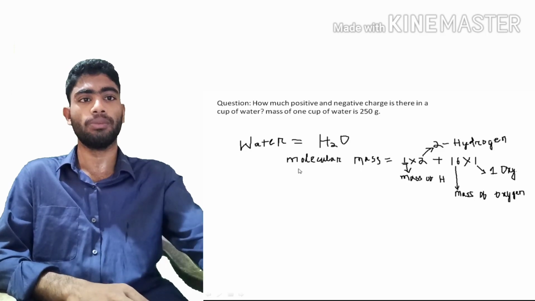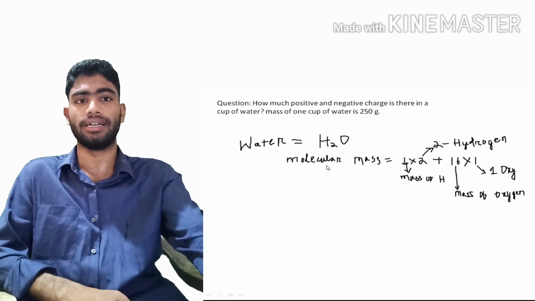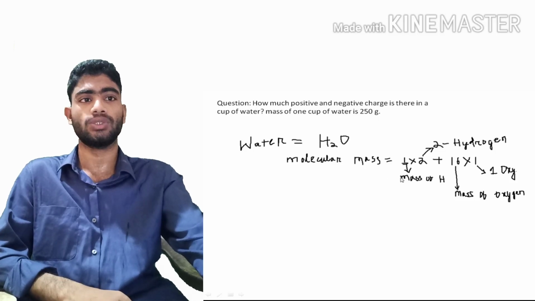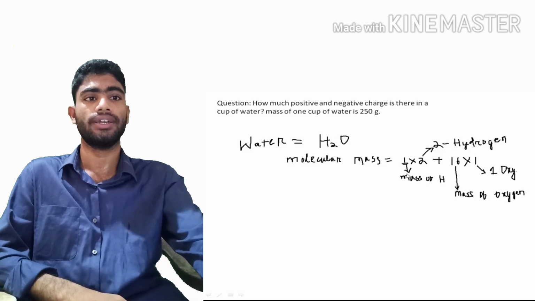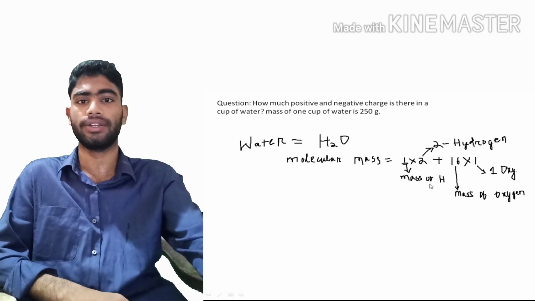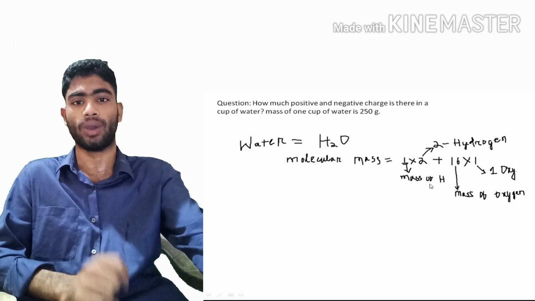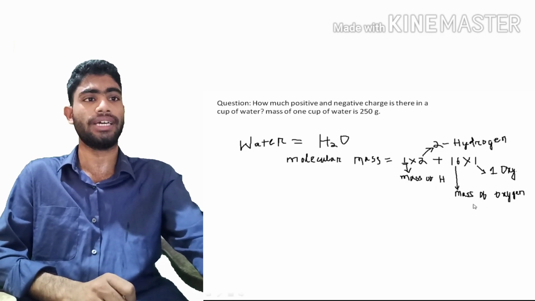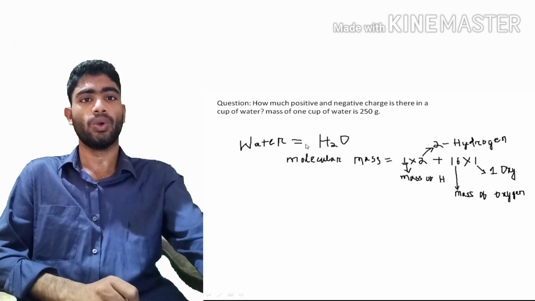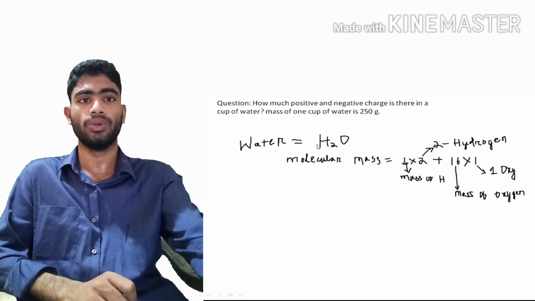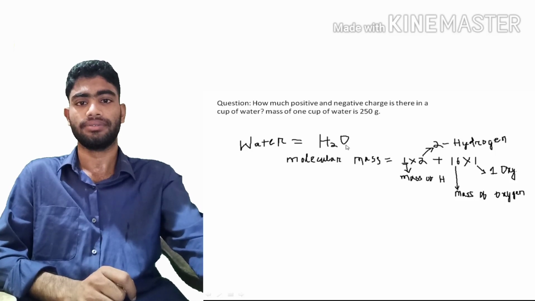From the molecular formula, if we calculate the molecular mass of water, we find 1 into 2 plus 16 into 1. 1 represents the mass of hydrogen. We know the mass of hydrogen is 1, and the mass of oxygen is 16. So in water, there are 2 hydrogen and 1 oxygen.